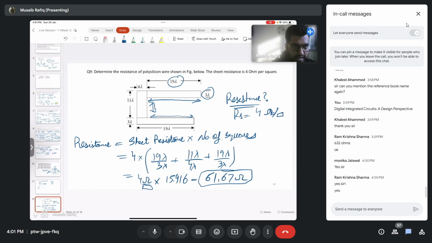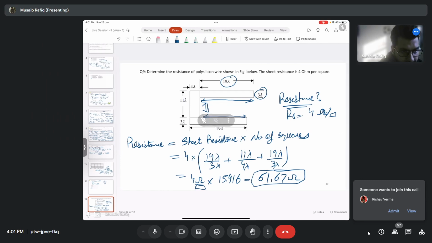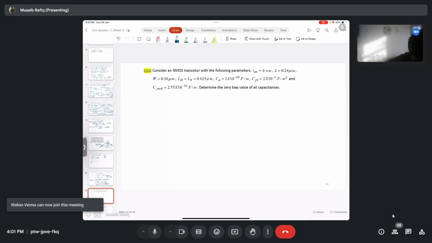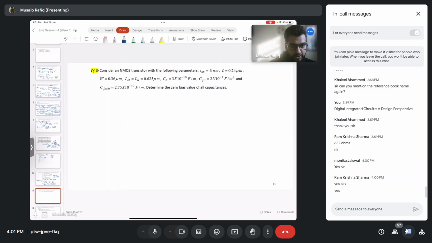Now the next question of today's live session, this was question number 9, now we have 10. I would like you to solve it first. Consider an NMOS transistor with the following parameters: oxide thickness 6 nanometer, length 0.4 microns, width 0.36 microns, LD and LS equal to 0.65 microns, C0 equal to 3 into 10 power minus 10 farad per meter, CJ0 equal to 2 into 10 power minus 3 farad per meter square, and CJSW0 equal to 2.75 into 10 power minus 10 farad per meter. Determine the zero bias value of all capacitances: your overlap capacitance, junction capacitance, sidewall capacitance. I'll give you 5 minutes. You can do it at your place and I'll show you the solution.